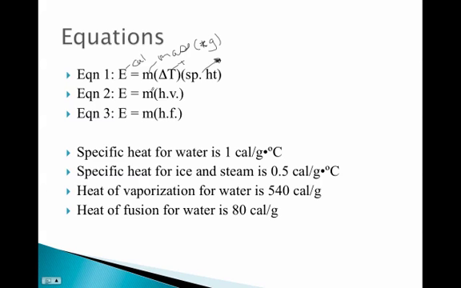Okay, the second equation here, the heat energy is equal to the mass times the heat of vaporization. And if you look down here at the bottom, heat of vaporization for water is 540 calories per gram. If you forget that, you can look on the chart that you have in your possession. Equation 3 is mass times heat of fusion, and heat of fusion is down here, and that's 80 calories per gram.